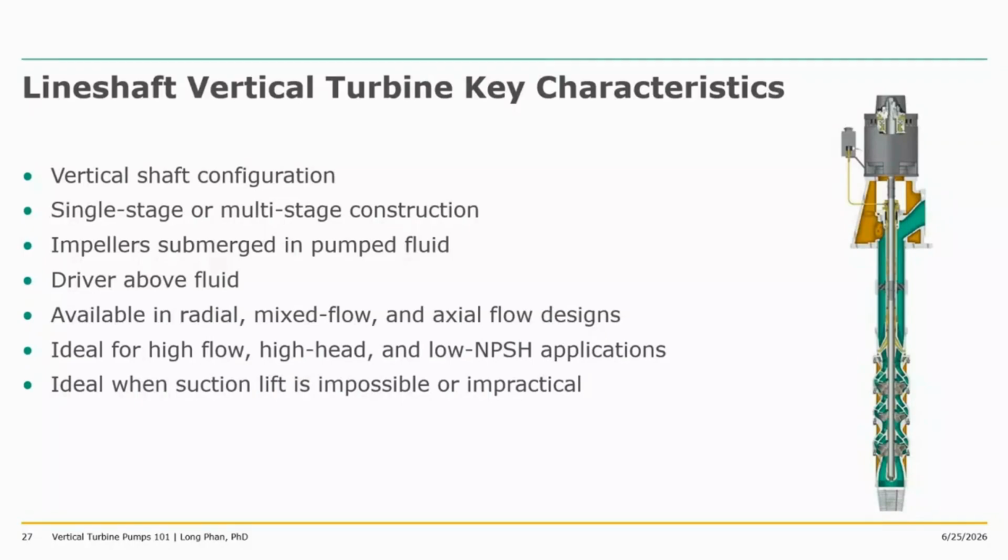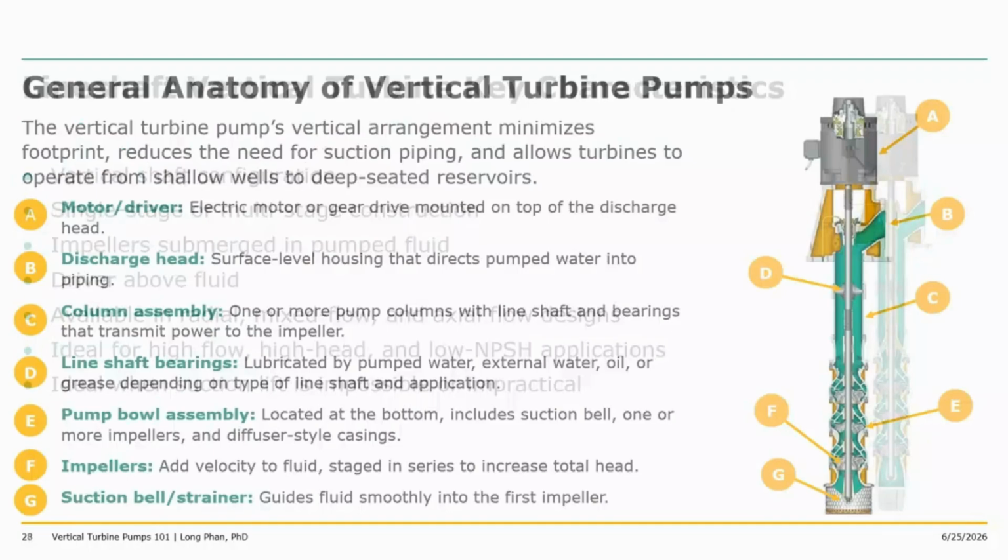The impellers are available in radial, mixed, or axial flow designs. They are ideal for high head, high flow, low NPSH applications, and especially ideal when suction lift is impossible or impractical. Like your horizontal centrifugal pump, they cannot do suction lift, but this pump can. So that is a unique feature of this vertical turbine pump.